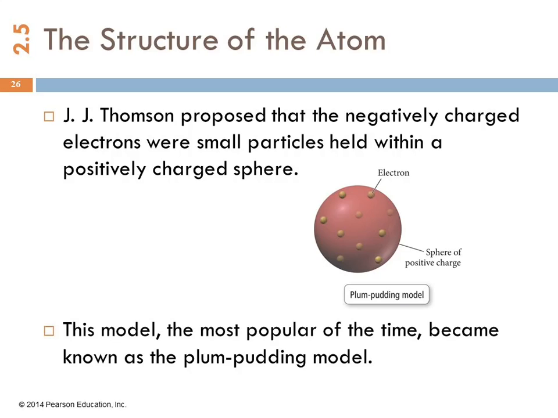Right? So you've got this muffin, and it's got chunks of the blueberries distributed through it. So the positive sphere is like the muffin part, and the electrons are like the blueberries, and they're just kind of dotted throughout. And this was his idea of what the model was like, what the atom was like. So this is a model. He's saying this is what it is. Now we know that this was not correct, but you have to start somewhere.